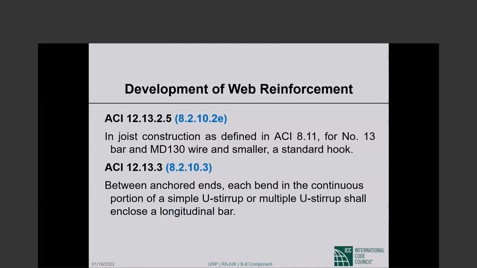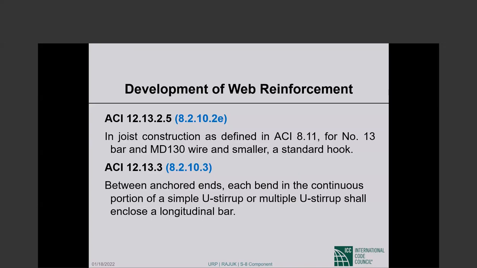And if you have legitimate joist construction as defined in 318 section 8.11, for number 13 bar and MD 130 wire and smaller, all you need is a standard hook. So these are in joists, you typically have one leg of these vertical bars as shear reinforcement, and all you need are standard hooks.